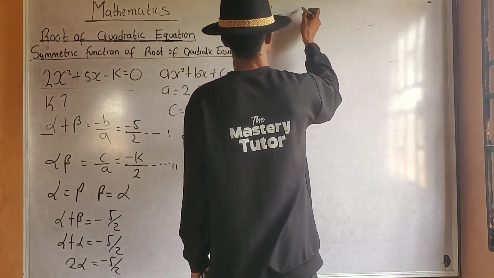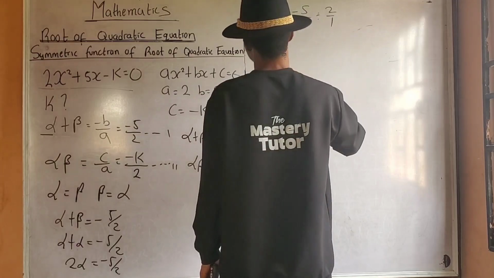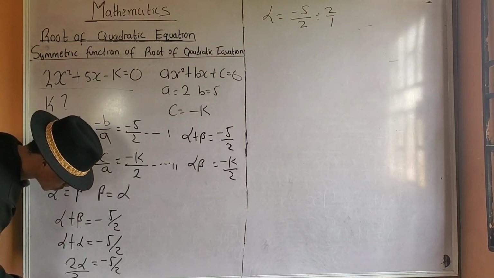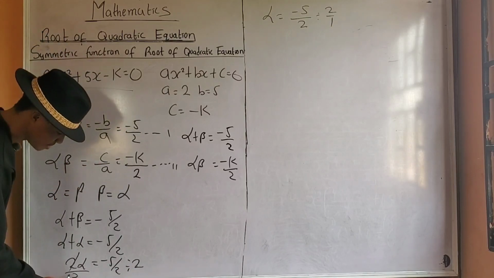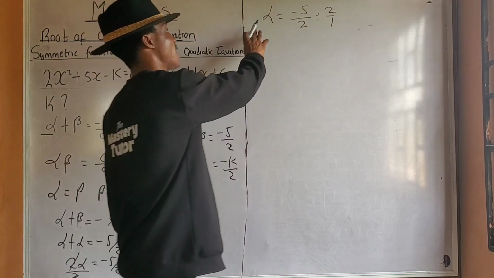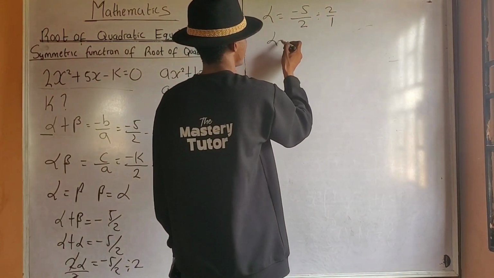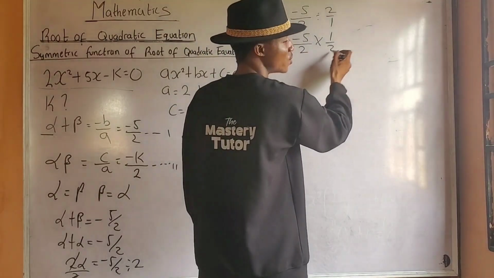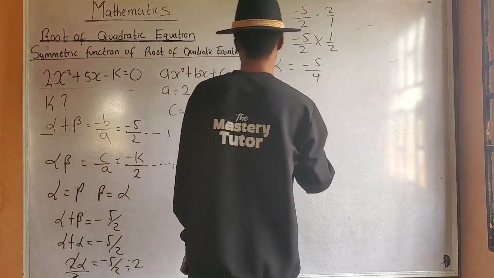Alpha is equal to minus 5 over 2 divided by 2 over 1, right? All I did here was divide this by 2 and this also by 2. Do you understand? So these two will eliminate these two. So I'm left with alpha equals negative 5 over 2 divided by 2. So alpha equals negative 5 all over 2, multiplied by 1 over 2. So I'm going to have negative 5 over 4, which is the value of alpha.